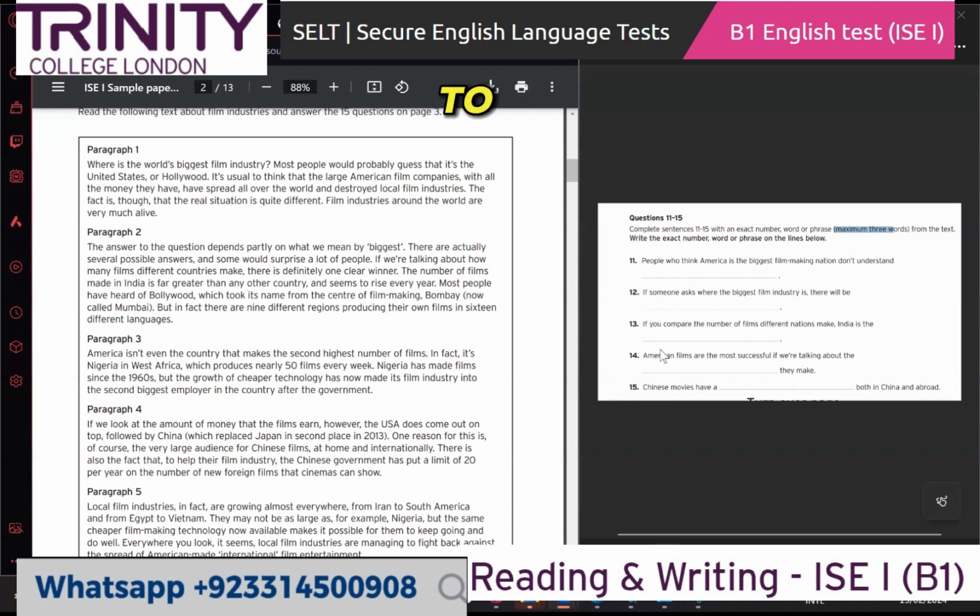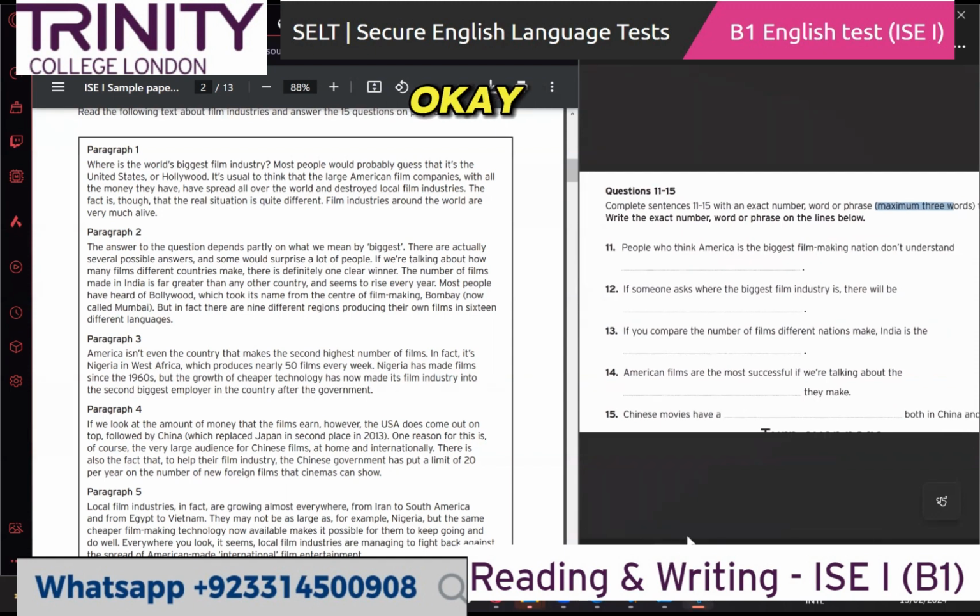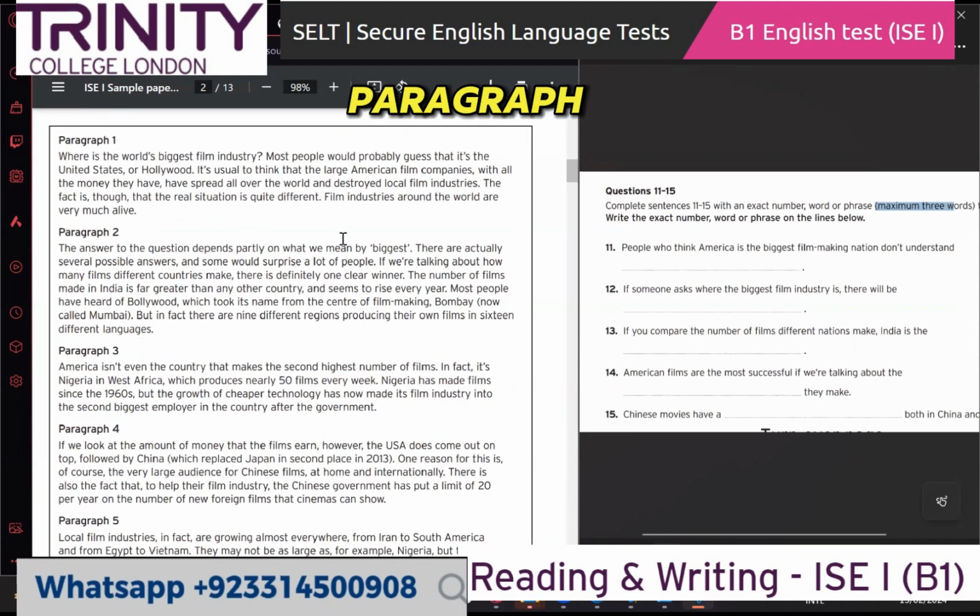Okay, now let's go through these questions. Question 11. Read statement 11 and find its answer, probably from paragraph 1. People who think America is the biggest filmmaking nation do not understand. People think, mostly would like to guess.